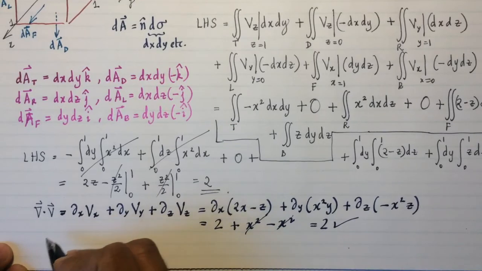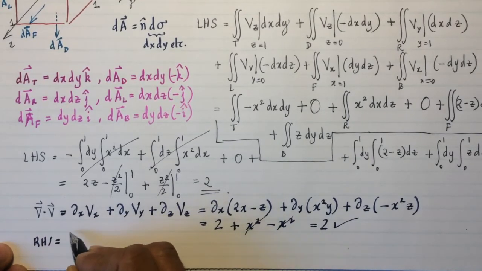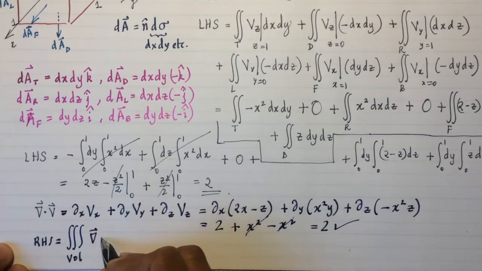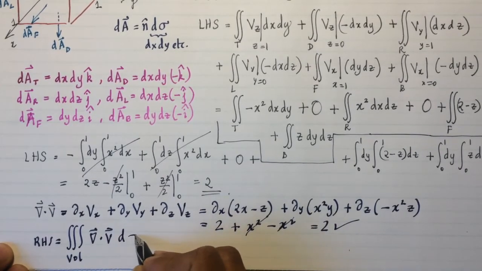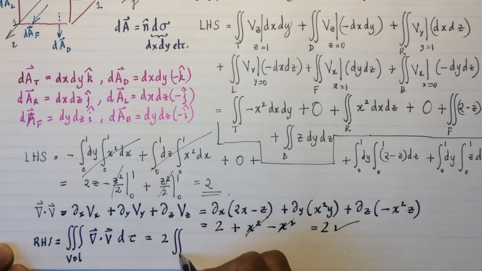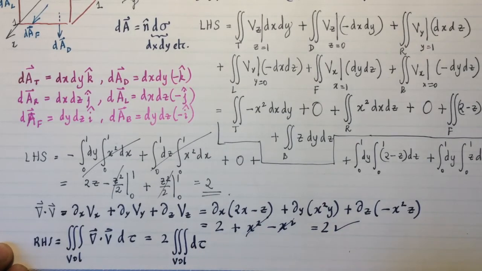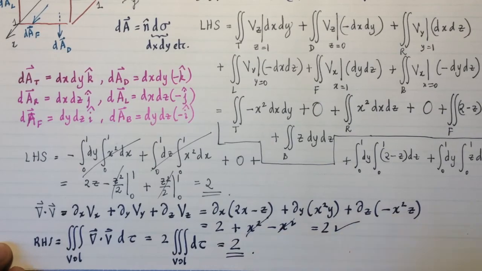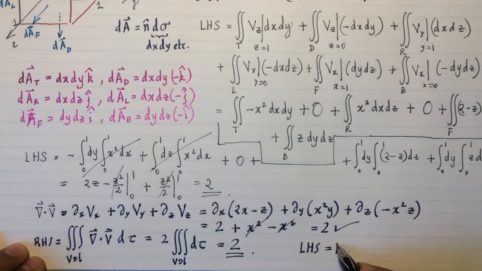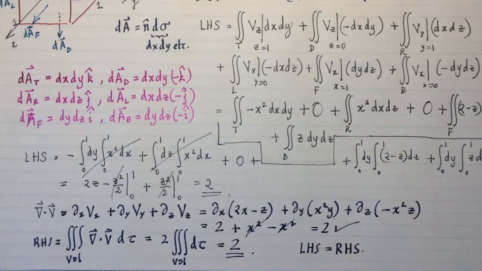Now all we have to do is the right-hand side, the proper one, the triple integral over the volume of del dot v d tau. But del dot v is 2. So it can be taken outside, and I get 2 times the triple integral over the volume of a cube. Well, everybody knows the volume of a cube. It's just 1 times 1 times 1. In this manner, we have shown that the left-hand side of Gauss's law equals the right-hand side of Gauss's law. And we have explicitly verified Gauss's divergence theorem.